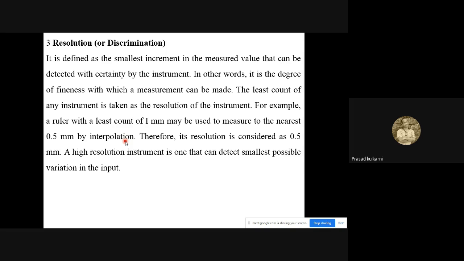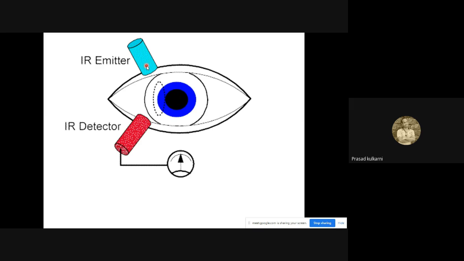So resolution is a good characteristic of the instrument in order to maintain the accuracy. Resolution is also called discrimination. On some instruments, instead of the word resolution, the word discrimination is used. This is also a very important word. Sometimes you may not see the word resolution, you may see the word discrimination. You can see one example also.